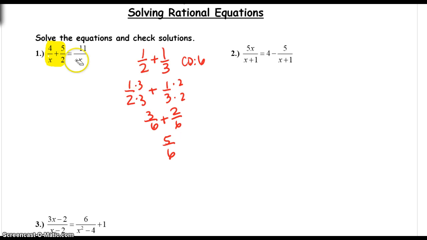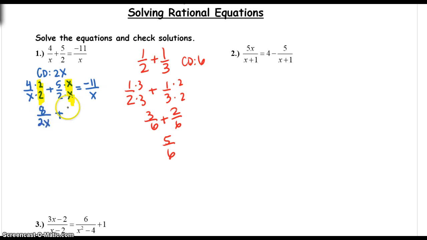So with that being said, let's look over here. Our common denominator between these two would be 2x, because they both have to be represented. So looking at 4 over x, I'd have to multiply the top and bottom by 2 to get my 2x. And looking at the 5 over 2, I'd have to multiply my top and bottom by x to get 2x. And we're just going to leave this guy over here to the right the way he is. So right here, I had to multiply by these because now I'll have the same denominator. So I'll have 8 over 2x plus 5x over 2x equals negative 11 over x.